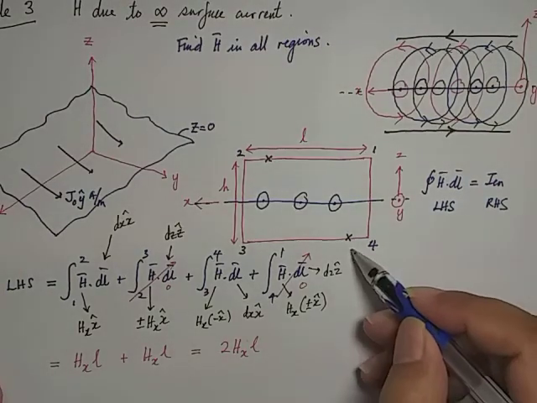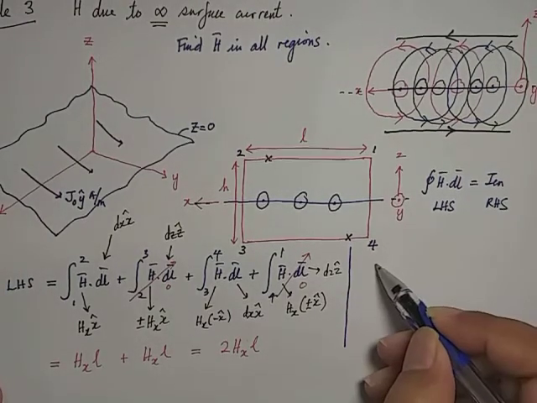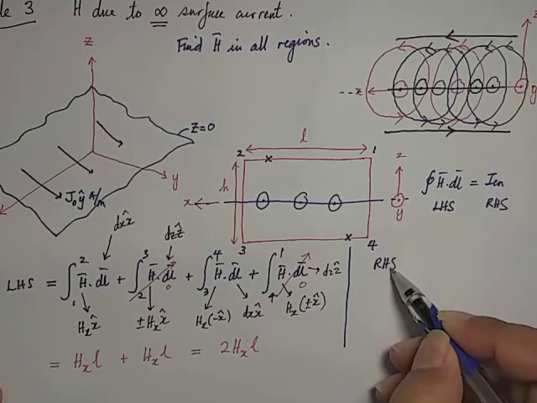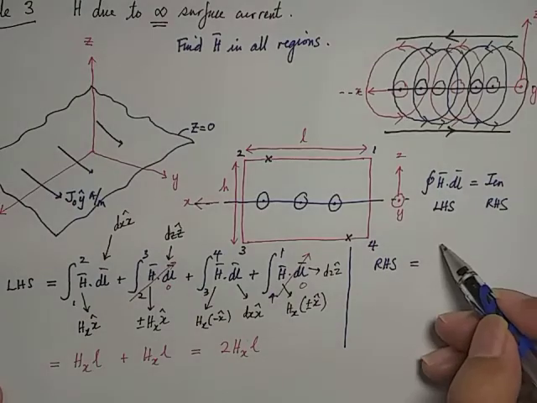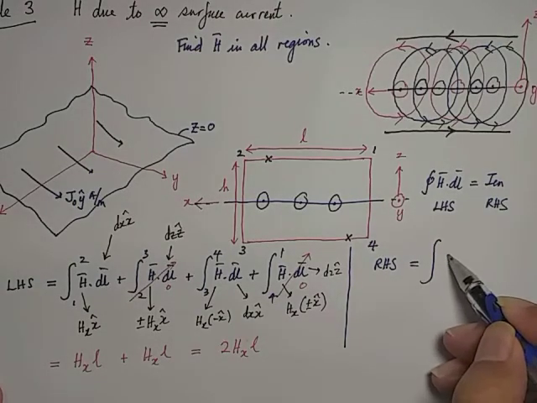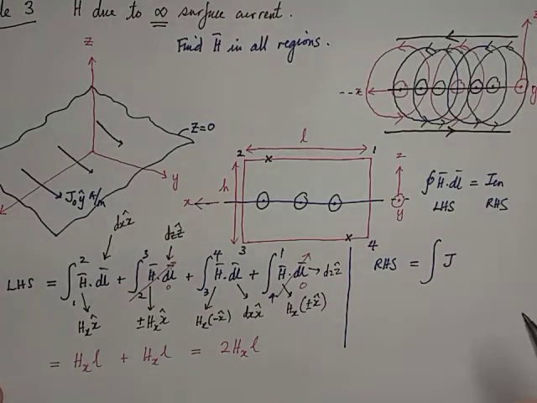Let's continue with the right-hand side now. For the right-hand side, it should be the current here. So I'm going to say to myself it should be J multiplied with what? ds or dl?